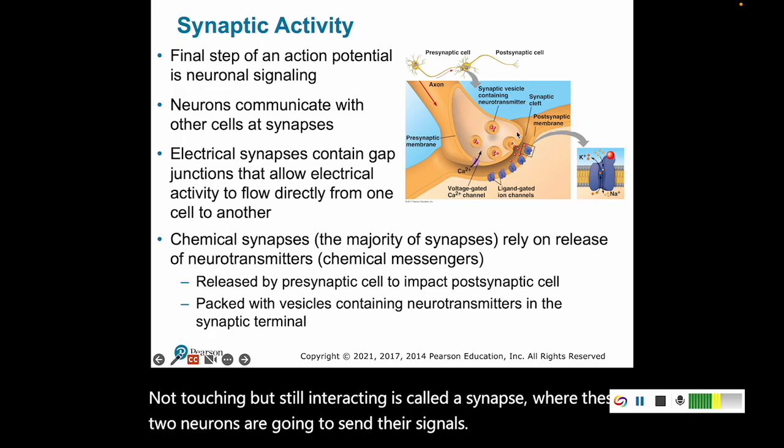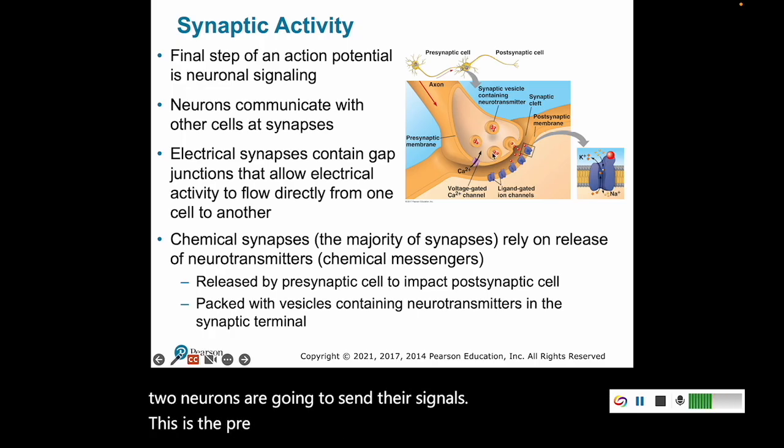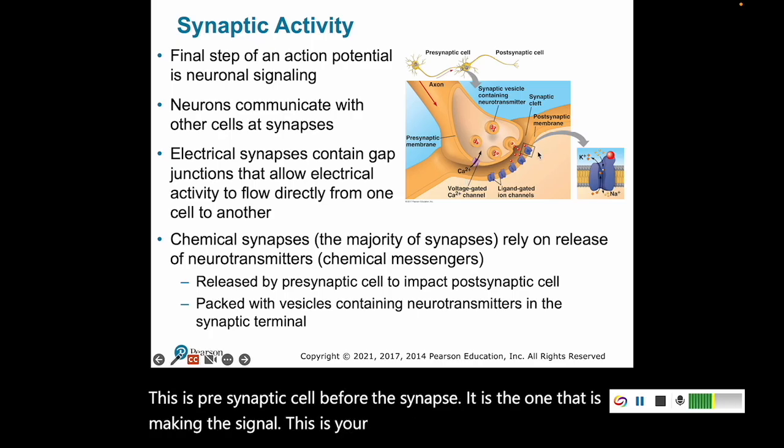This is the presynaptic cell, before the synapse. It is the one that is making the signal. This is your postsynaptic cell. It is the one that is receiving the signal.